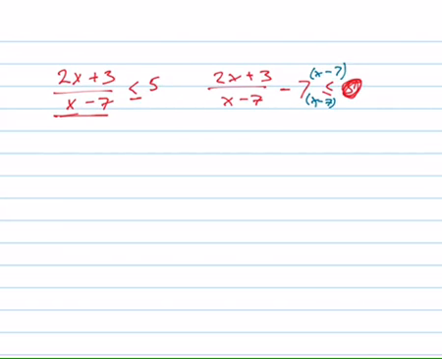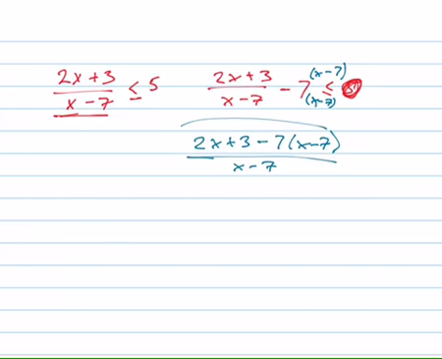fraction. So I'm going to multiply that by that, so that this becomes 2x plus 3 minus 7 times x minus 7, all over x minus 7. I just got a common denominator. Okay, now simplify the top. So that's negative 7x plus 2x is negative 5x, plus 49 plus 3 is plus 52, all over x minus 7 is less than or equal to 0.